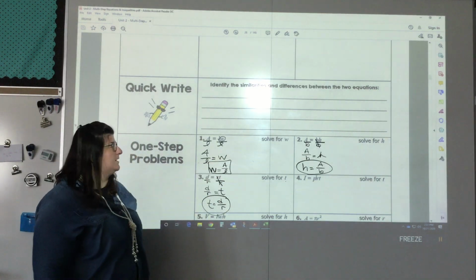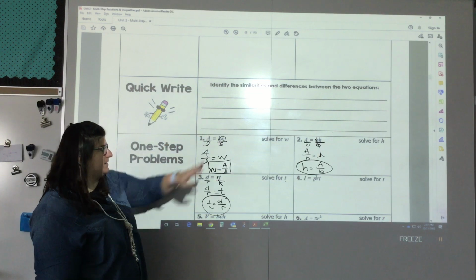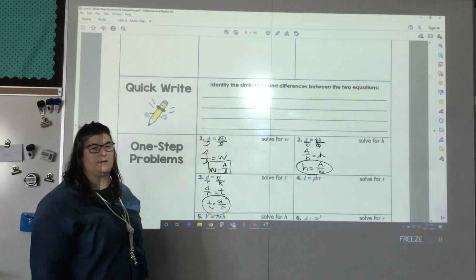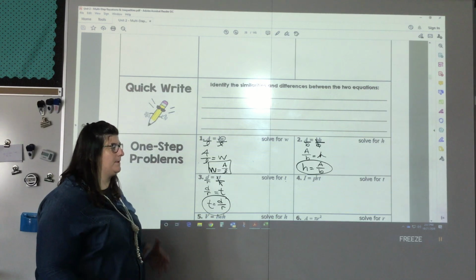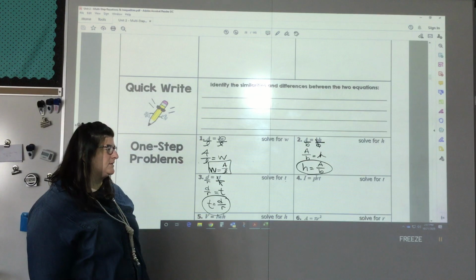These are famous formulas. So this is an area formula. That's another area formula. This is a distance formula. You're going to see a lot of these. They will pop up in class, they will pop up on keystones, on assessments.